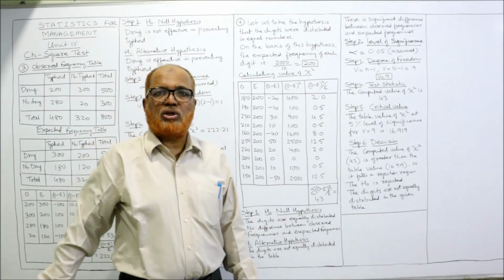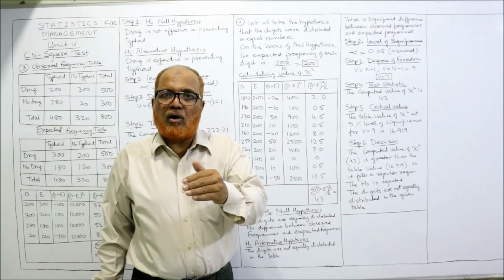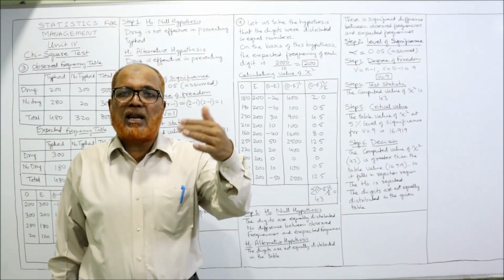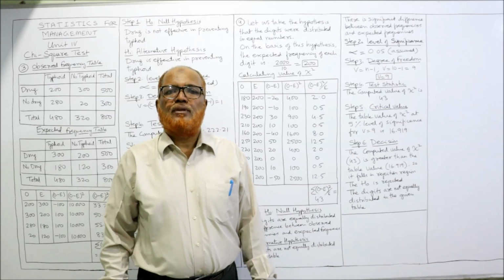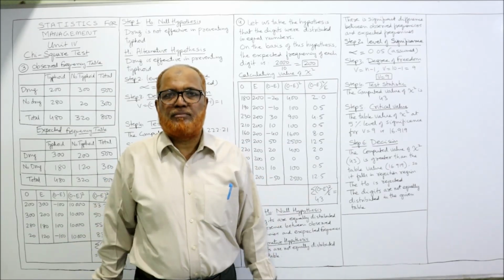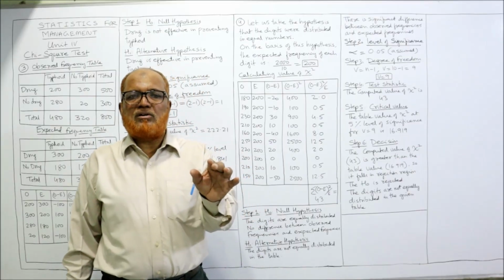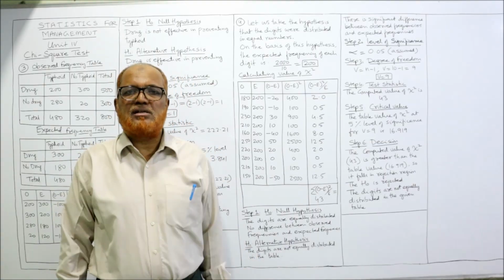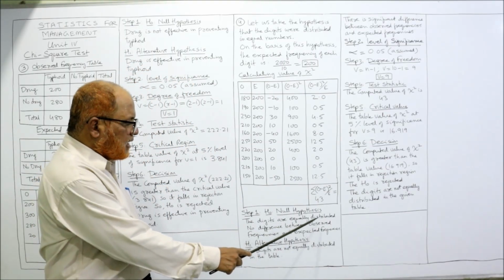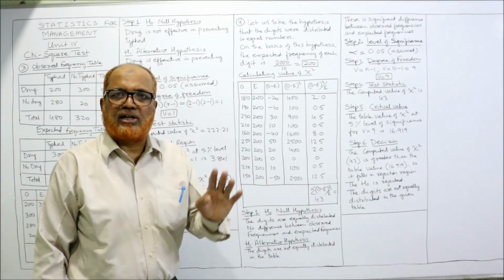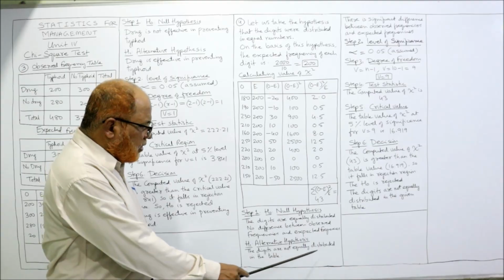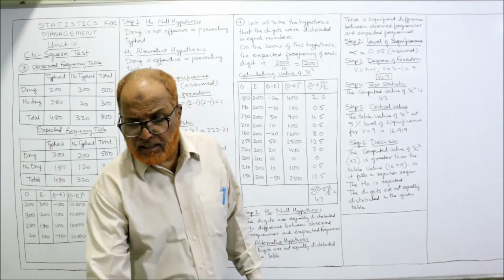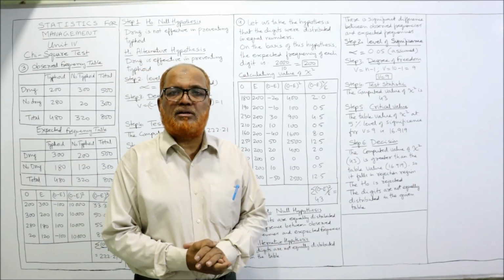So now you have to take the decision whether the computed value is less than or greater than the critical value. Write it down: whenever the computed value is more than the critical value, the null hypothesis is rejected. Here the null hypothesis is that the digits are equally distributed. That we will reject. Then what do we accept? The digits are not equally distributed. So finally, the conclusion is the digits are not equally distributed in the table.